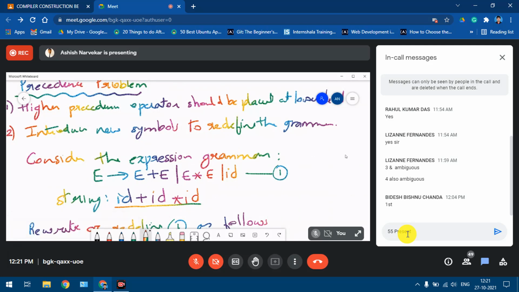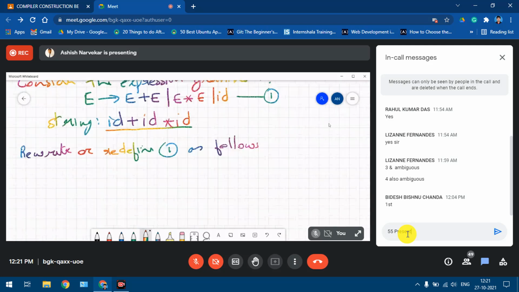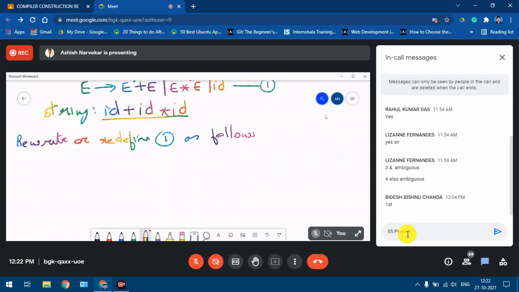Introduce new symbols to redefine the grammar. We'll introduce a new symbol, and of course we'll see the effect of introducing new symbols. So we can write E derives E plus, and instead of writing E plus E, we can write it as E plus T. In a way, we are also converting the grammar into a left recursive grammar. At the moment, the only thing I would like to tell you is a grammar is said to be left recursive if it is of this particular form.